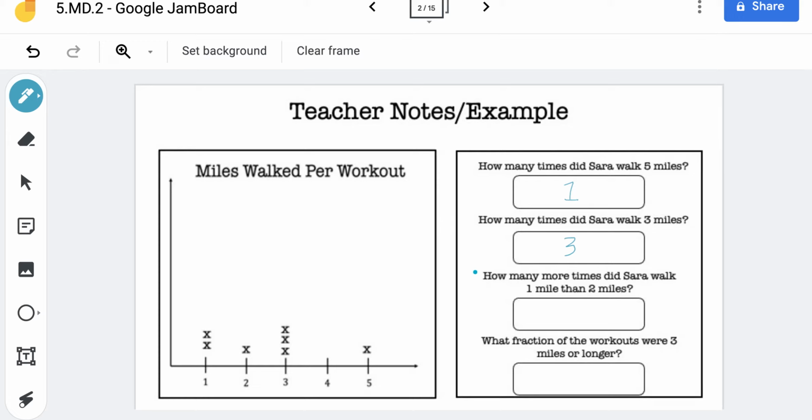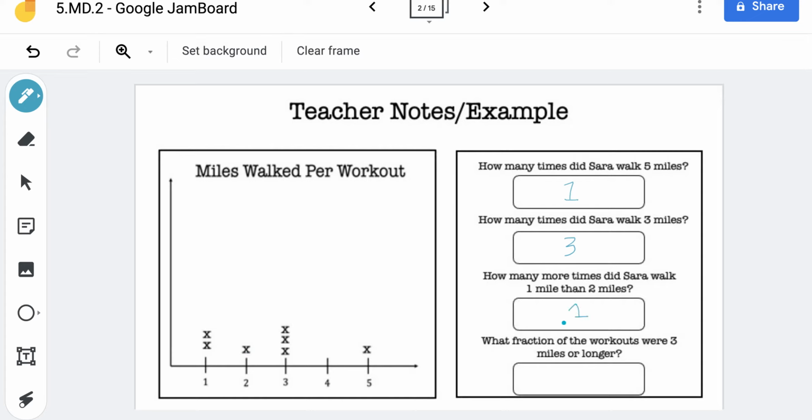How many more times did Sarah walk 1 mile than 2 miles? Well, she walked 1 mile twice, and she walked 2 miles once. So 2 take away 1 is 1. So let's put a 1 here.